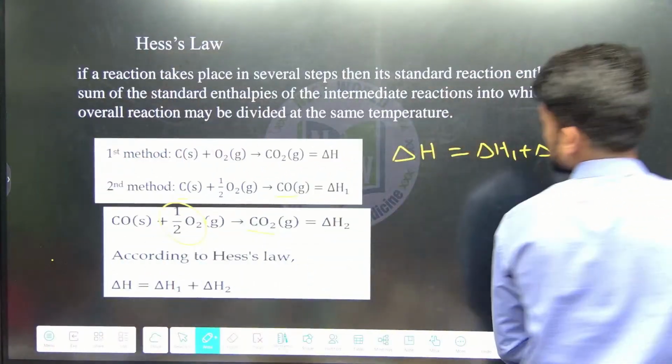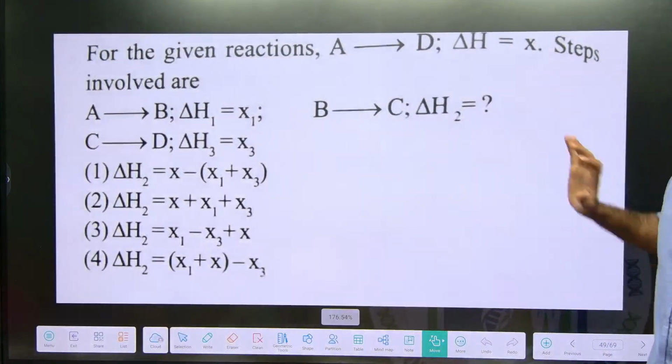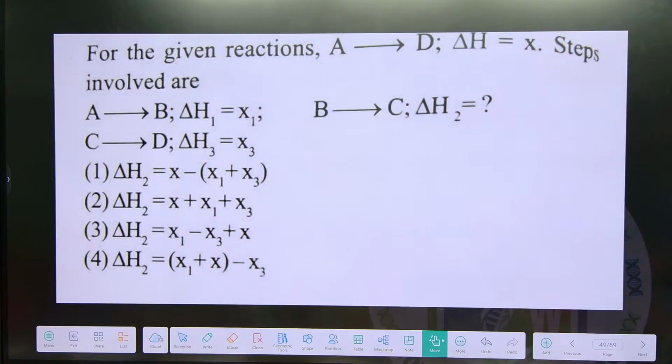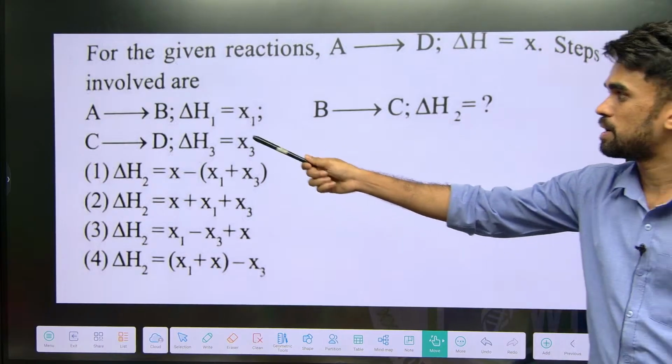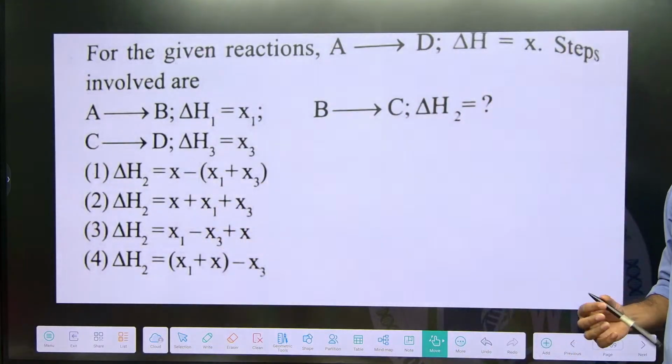Like this you got this. Okay, next, you try this question once and tell me what is your answer. For a given reaction, A to D is a reaction. So that A to D is taking place in multiple steps, like A to B first, B to C, C to D.